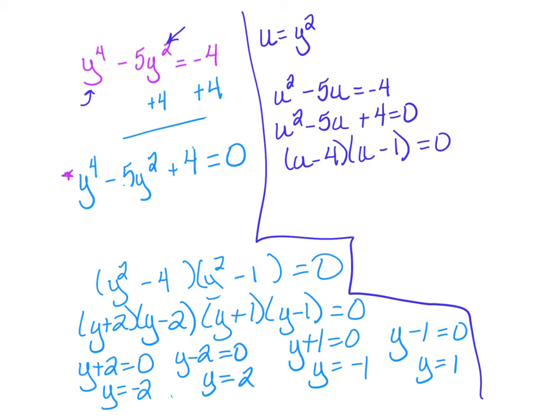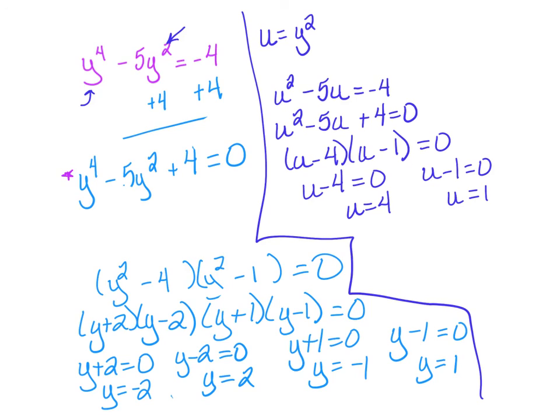Okay, so now I solve u minus 4 equals 0 and u minus 1 equals 0. So my u value is 4 and positive 1. Okay, but you can't stop yet because we're not solving for u, we're solving for y. Solving for u just kind of got us halfway there.